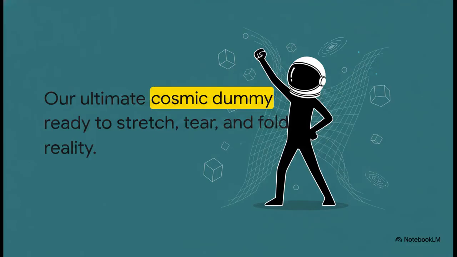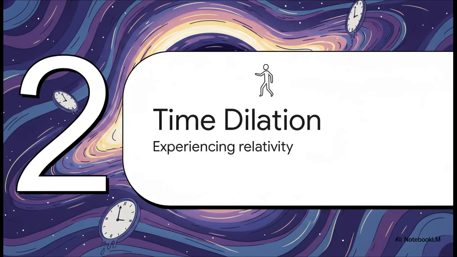Now, to truly understand what happens when we start manipulating those pages, we need a volunteer. So meet our hypothetical stickman. He's our ultimate cosmic test dummy, and we're going to use him to visually stretch, tear, and fold reality so we don't get entirely lost in the math. Don't worry, he doesn't feel a thing. Well, we hope.